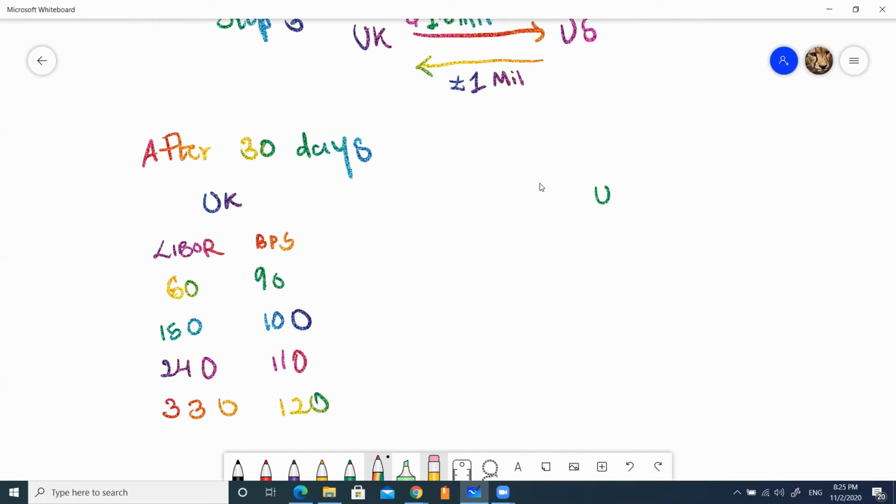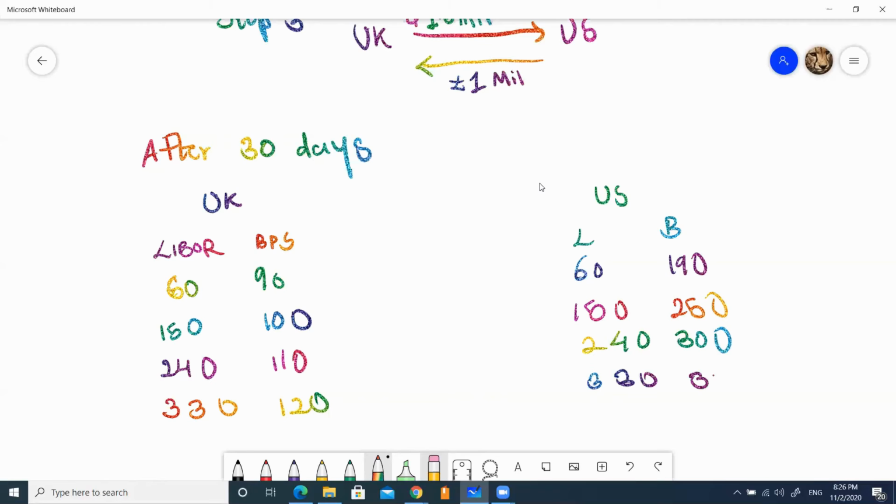Similarly, in the US, after 30 days, your LIBOR basis points are: for 60 days, it is 190. For 150 days, it is 250. For 240 days, it is 300. And for 330 days, it is 320. These are the rates after 30 days.